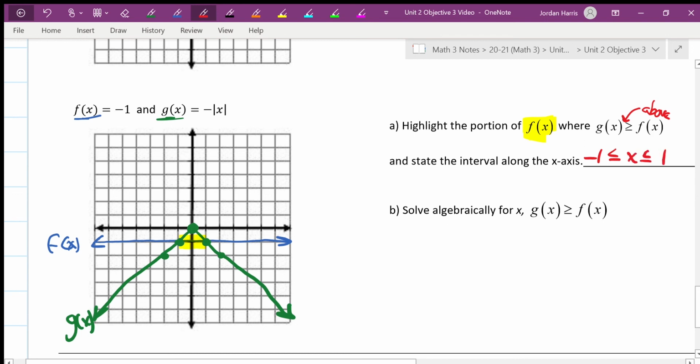All right, so when I set it up, g of x, which is negative absolute value of x, greater than or equal to f of x, which is negative 1. A lot of people get thrown off right here. Like, well, it's the wrong symbol, right? Because that's greater than, not less than. Don't forget, get the absolute value by itself first. And when I multiply or divide by a negative, it flips. So now it is less than, make a sandwich.